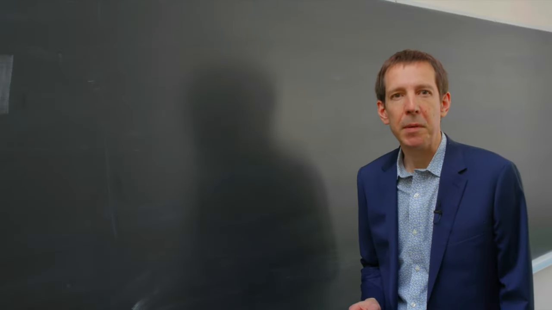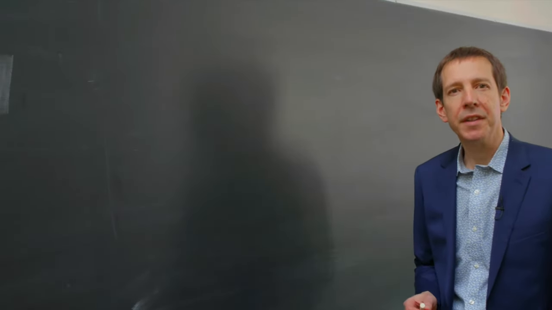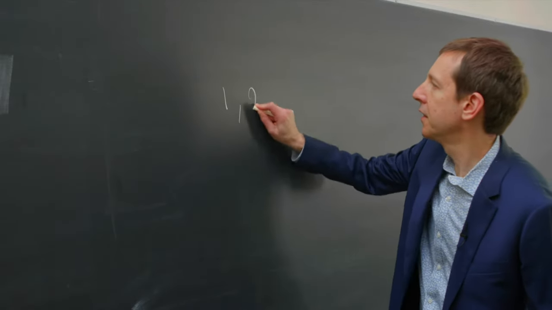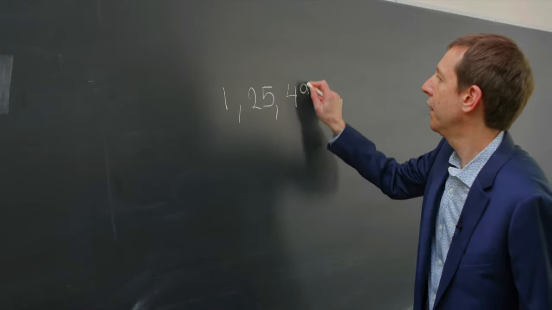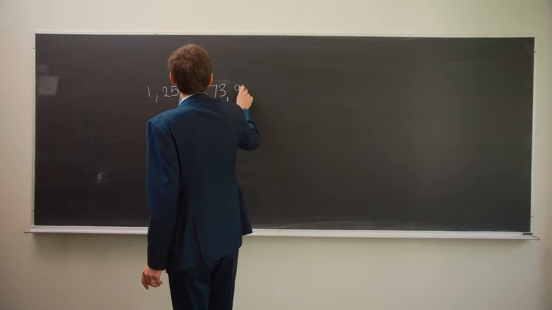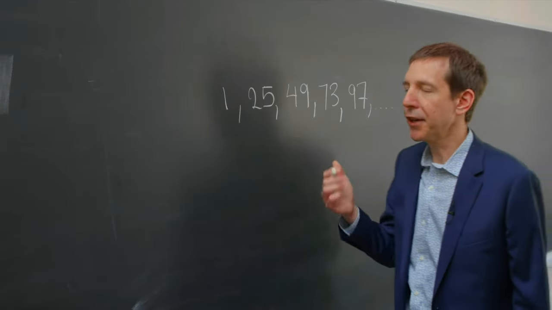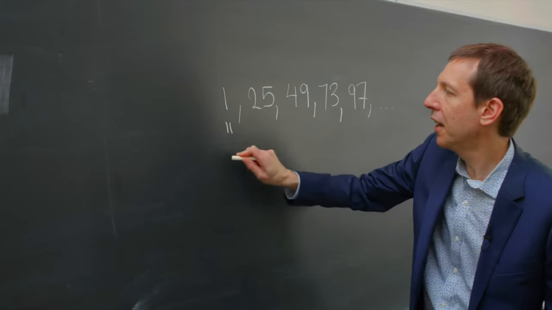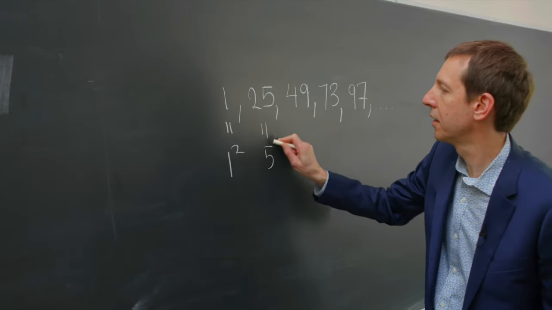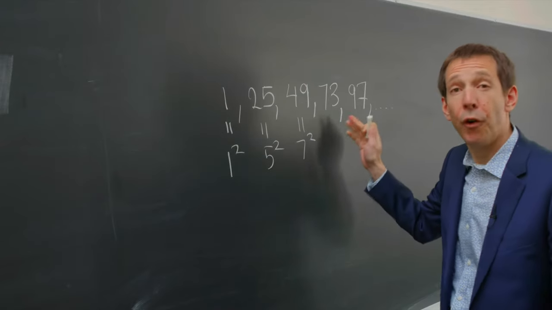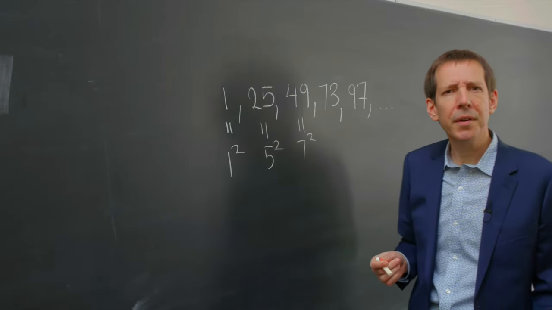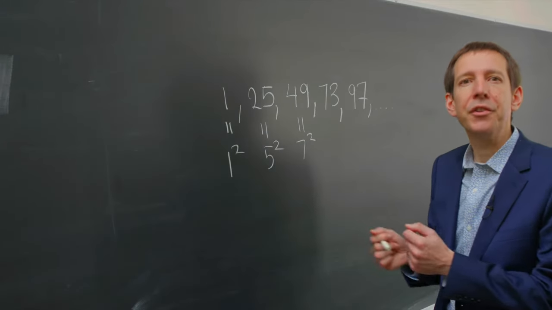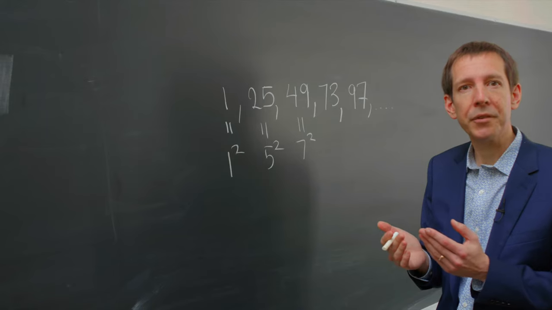Let's consider a second example. An arithmetic progression is a sequence of integers whose differences are the same. For example, 1, 25, 49, 73, and so on. Here, the common difference is 24. Notice that the first three integers here are all perfect squares. But the fourth one is not. So, are there any arithmetic progressions of length 4 consisting of 4 distinct perfect squares?